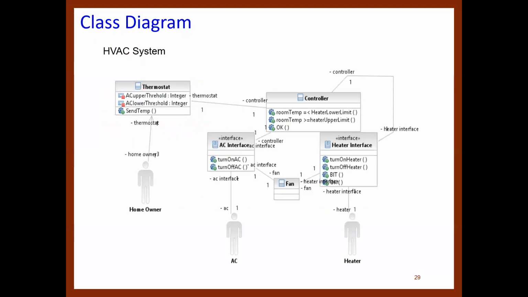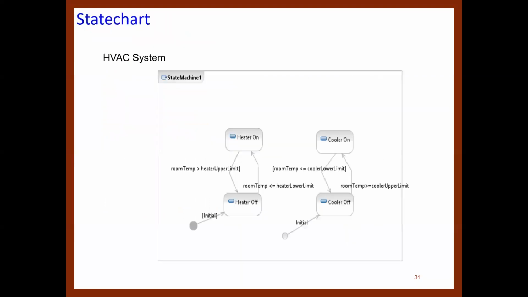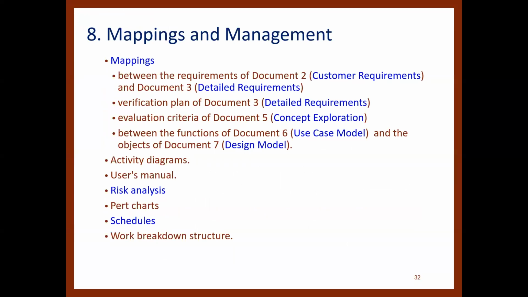Okay, so again, we're gonna touch on this later this semester, but it's important that you start getting familiarized with this type of diagrams, sequence diagram, state chart diagrams. And then finally, we have the mapping and management. So this is more in terms of connecting these 8 documents. You're making sure that they have some type of link. So for example, between the requirements of document 2 and document 3, and there's some mapping between verification of document 3, evaluation criteria of document 5, and between the functions of document 6 and the objects of document 7.